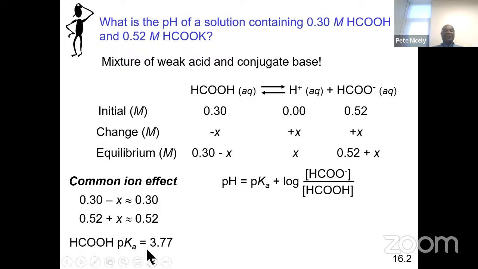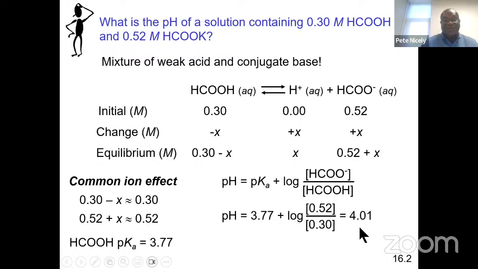So they did this already. In fact, what they did was find the minus log of Ka, and that works out to be 3.77. That goes here, and we put the two concentration values for the formate and the acetic acid here and here, and then we just do the math, and we get the pH of this solution, which in this case turns out to be 4.01, all right?